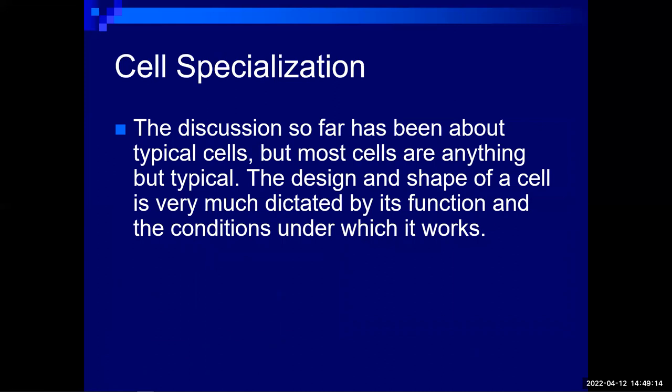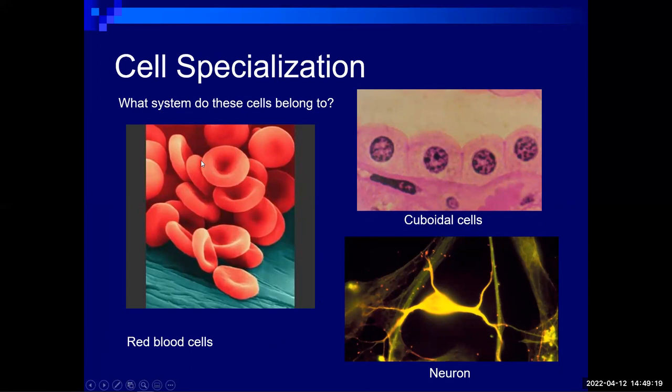Now, cell specialization. Let's look at some special cells. What type of cell is this one here? Red blood cells, erythrocytes. Yeah, very good. How many red blood cells do we have in our body? Well, first of all, how many liters of blood do we have in our body?